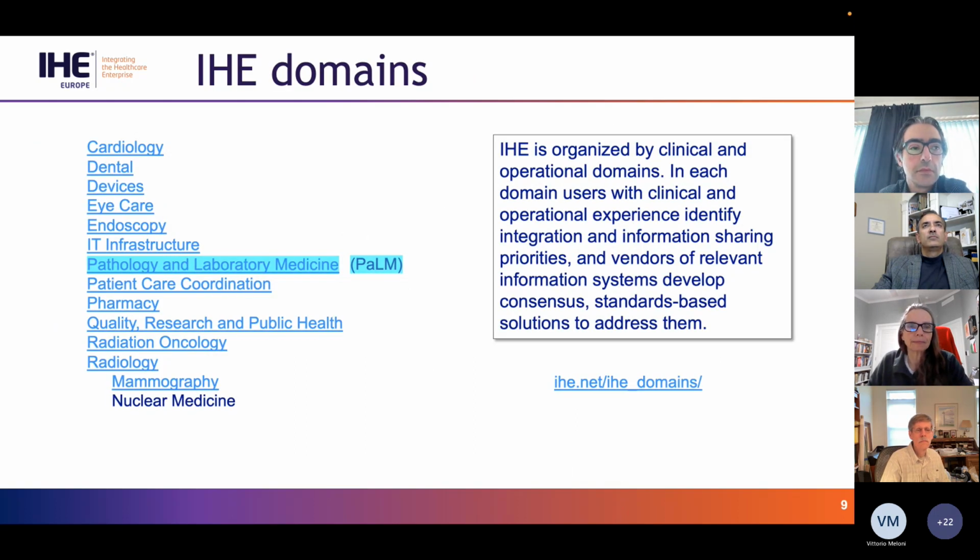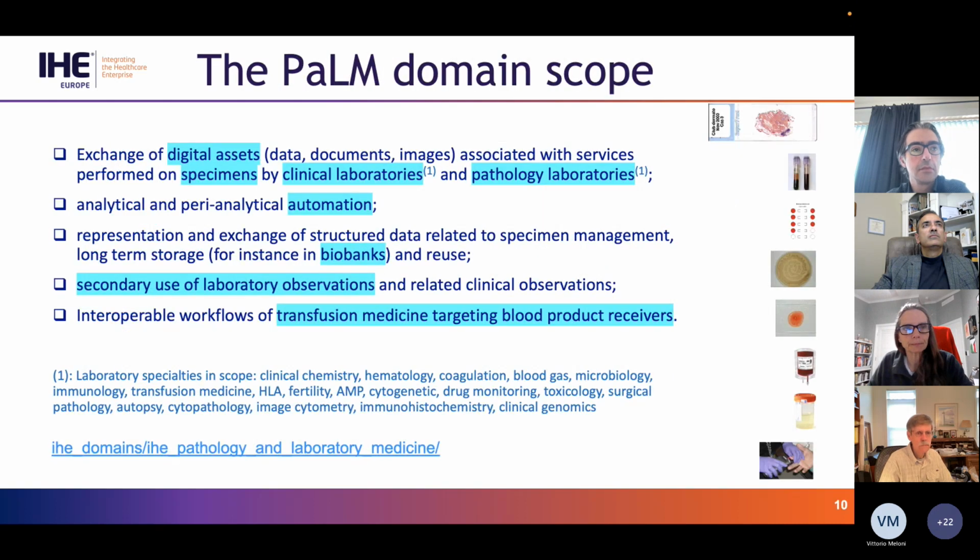There are different domains in IHE, and pathology and laboratory medicine is one of the domains. It has been around for quite a while, and on the slides there are links to all the different domains as well if you need to look around some more.